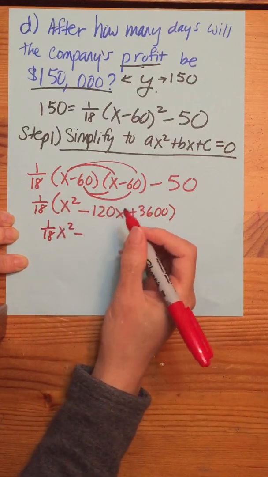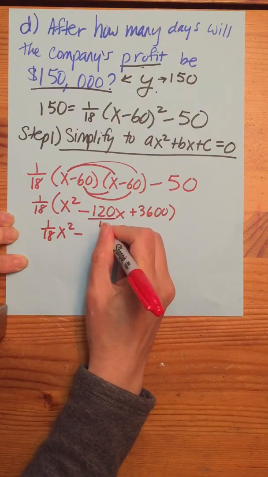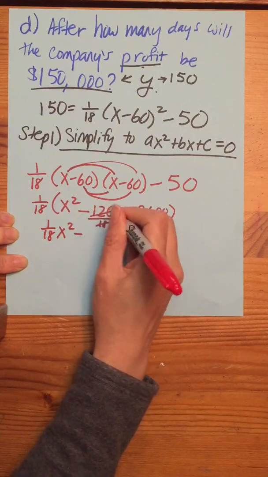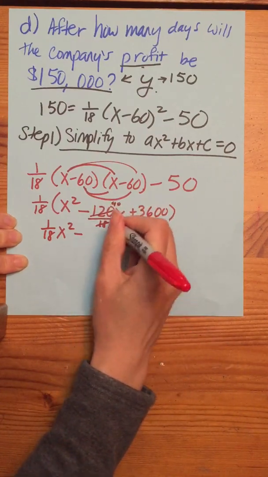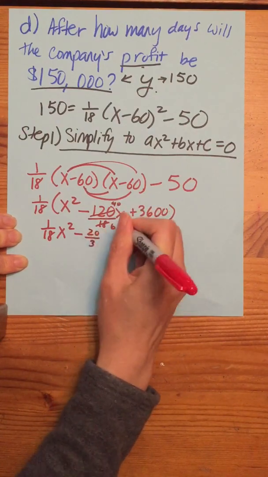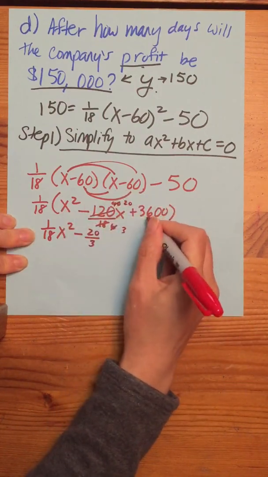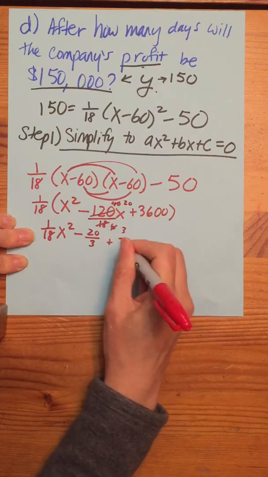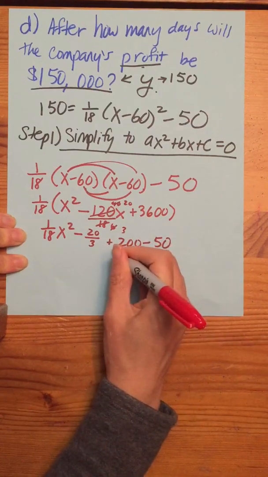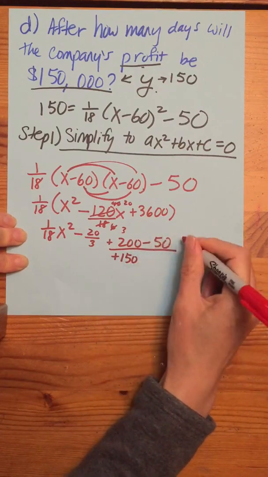That's not going to go in evenly, I don't think, so let's try dividing by 3, which gives 6. You can do this on a calculator, I just don't have one handy here. So that looks like 40 over 6, which reduces to 20 over 3. Then I have to take 1/18 of 3600, which reduces to 200. And then don't forget the minus 50. So I'm going to combine these: 200 minus 50 is 150.